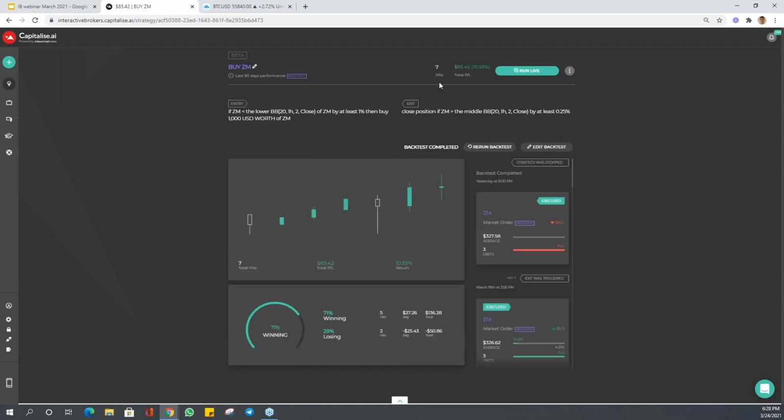Here you can see we have hits, and a hit is a cycle. It's an entry and an exit. Each strategy needs to go through an entry and an exit before starting the next cycle. You can see here we have a P&L. This is 10.55%. The P&L is gross, so it's exclusive of trading fees or anything like that. You have run live, and then you have your control panel here. I'm going to come back to the control panel in a moment.